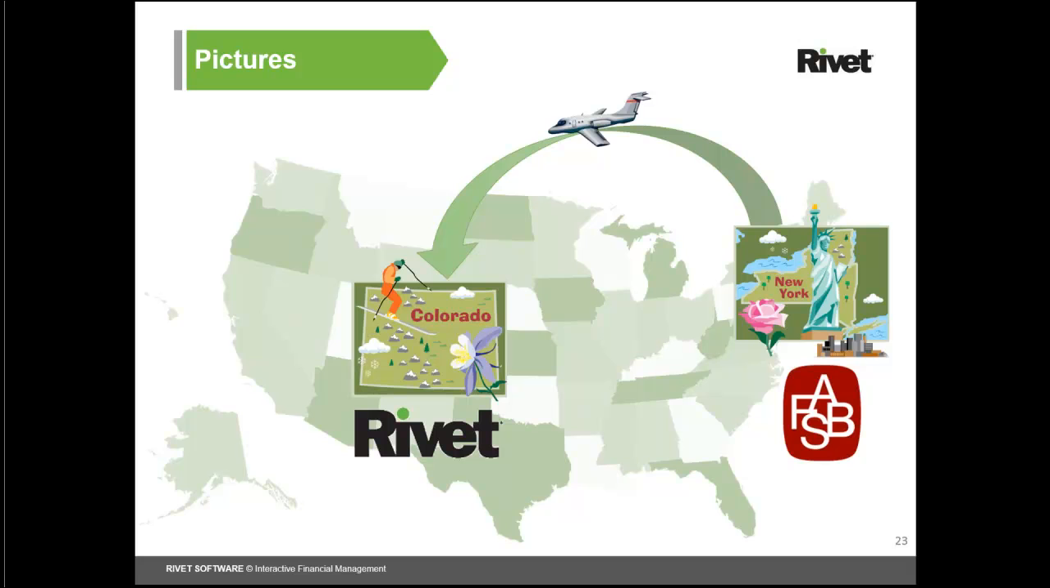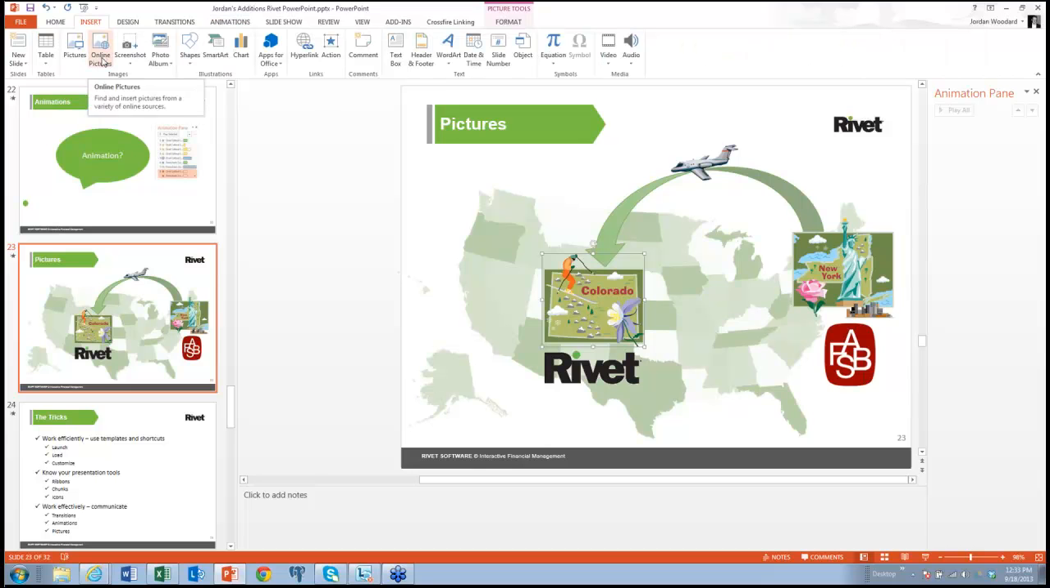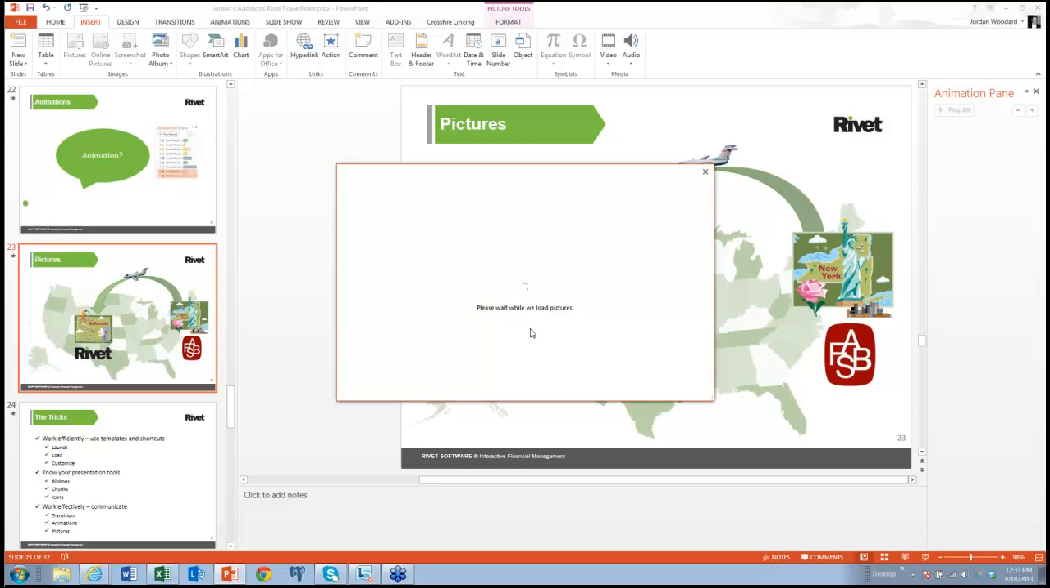So on our plane ride from New York to Colorado, I got to reminisce and think about how I was going to write this picture slide using pictures. So I'll show you a couple of the tricks that I used. One of my favorite tricks is bringing in pictures from online. So you can see this nice Colorado image. If you go to our Insert tab, you have an option for online pictures. And I think this feature is only in Office 2013.